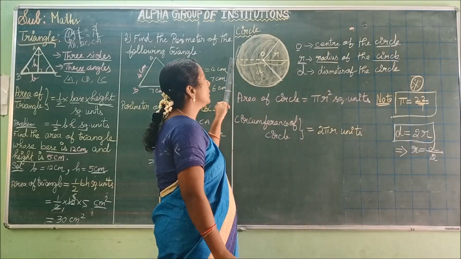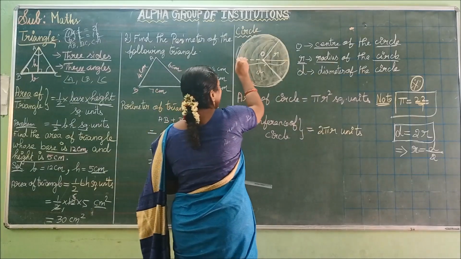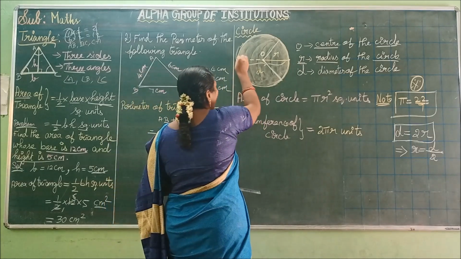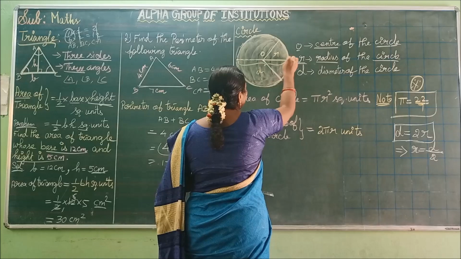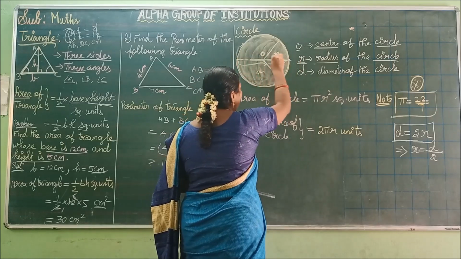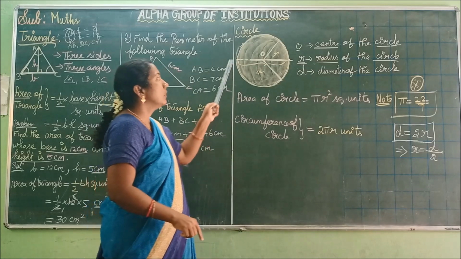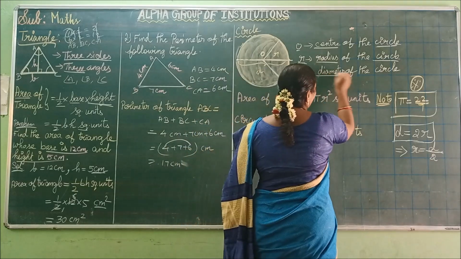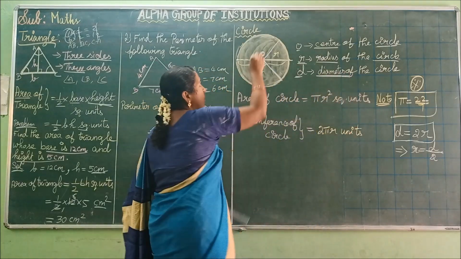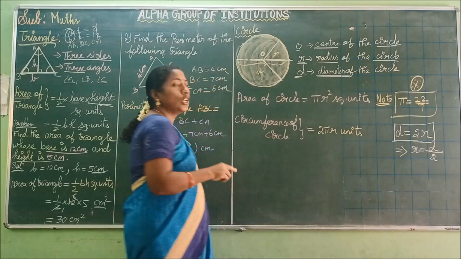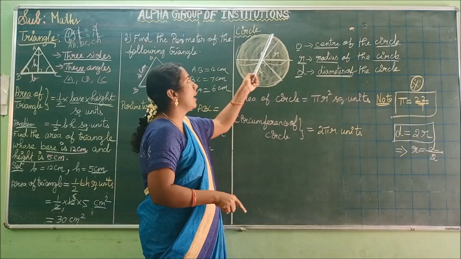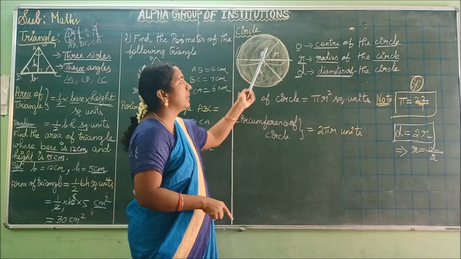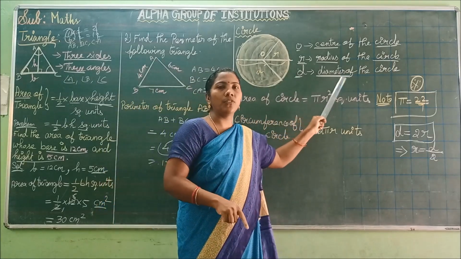Also, see here, this is one point on the boundary and this is the other point on the boundary. If you draw a line, it must pass through the center at the same time. This measurement is said to be the diameter of the circle. If you take any 2 points on the boundary and join them, that line must pass through the center of the circle. The measurement of that line segment is said to be the diameter of the circle.